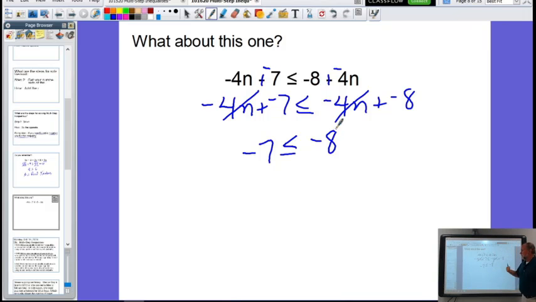And we ask ourselves, is that a true statement? Is negative 7 less than or equal to negative 8? And no, it's not. So if our letters are eliminated and it makes a false statement, what kind of an answer do we provide? We provide no solution.